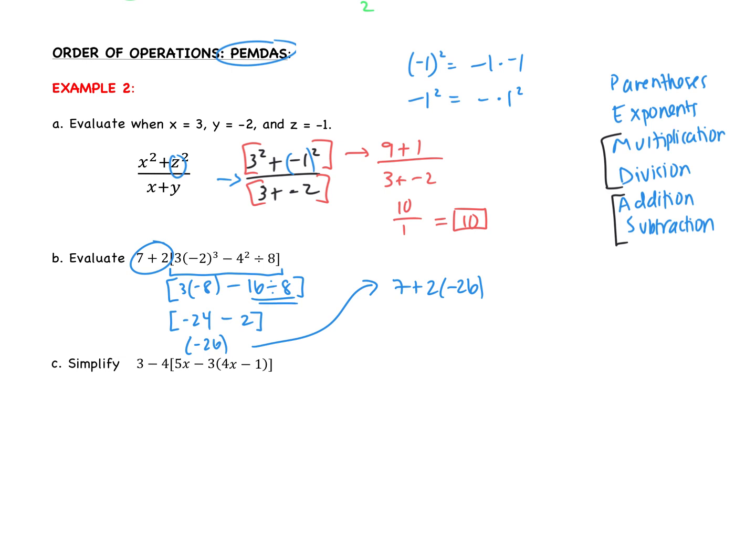A lot of students will do all of this right, and here's where they make the mistake. They'll add the 7 and the 2, then do the multiplying. What has to come first? Multiplying. Yeah, multiplying is going to have to come first. 2 times -26 is -52. When I add 7, it gives me -45.